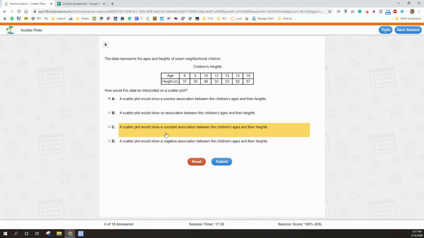C says a scatter plot would show constant association. Again, constant association would mean that as one increases, the other stays the same. That's not true. And a scatter plot would show a negative association. That would be as if one variable increased, the other variable decreased. That's not what's happening here. Both numbers are increasing together simultaneously. So it's a positive association.